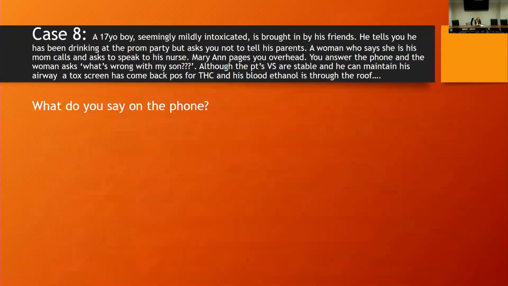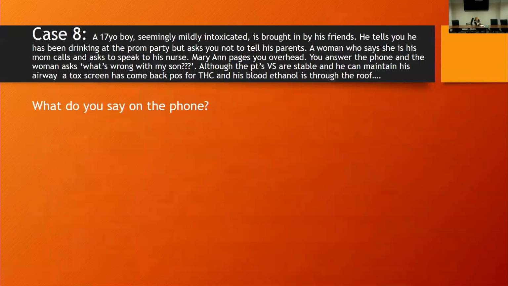Presumably, if he gets brought in by his friends, we're getting his name and birthday and stuff. Here's another one. He's mildly intoxicated this time. He's brought in by his friends. He tells you he's been drinking at the prom and asks you not to tell the parents. A woman who says she's his mom calls and asks to speak to the nurse. It's the same old thing. So what do you say now?